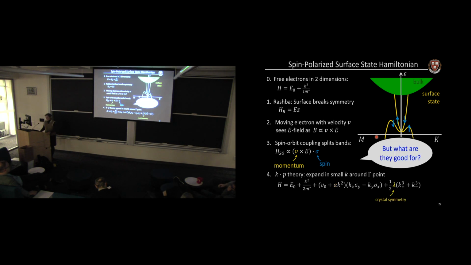There's one more term that we can add that has to do with the crystal symmetry. And so the simplest description of a topological material surface state is this Hamiltonian here, with an offset term, an effective mass term, a spin-orbit coupling term, and a couple of other phenomenological terms that bend the bands down and match the crystal symmetry. Okay, so this is a topological material, but what is it good for?